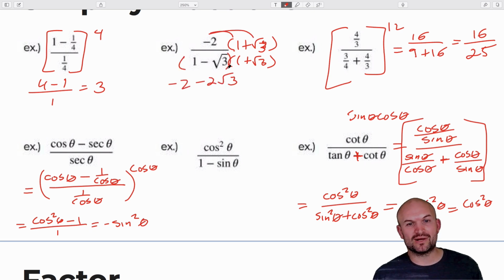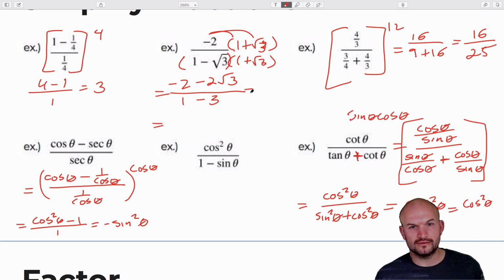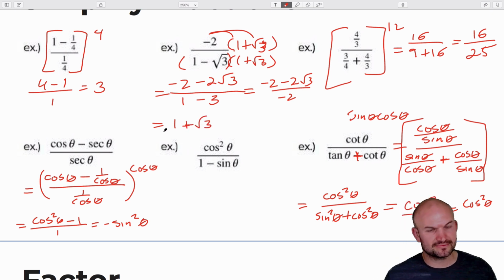The denominator, you recognize that's a difference of 2 squares. So that gives us 1 minus 3, which can be simplified to negative 2. So we have negative 2 minus 2 square root of 3 divided by negative 2, and I can distribute that to both of them to be 1 plus the square root of 3. And that's something we're going to cover in this class.